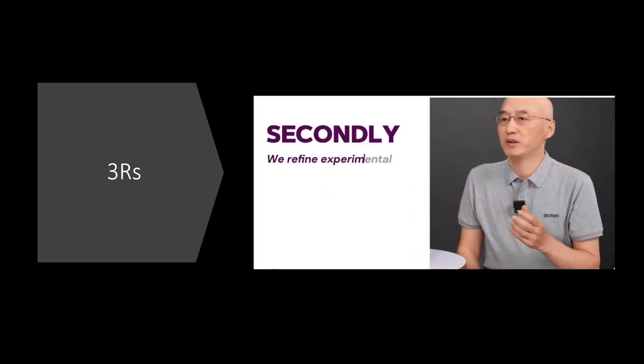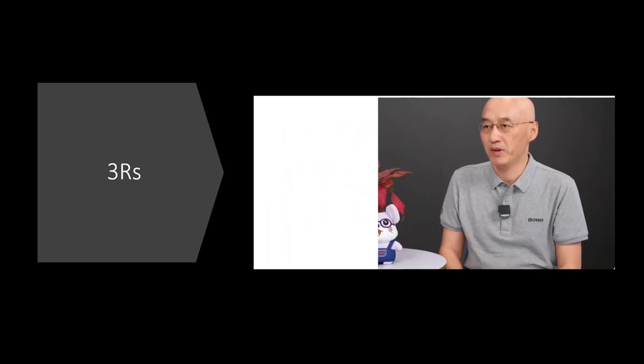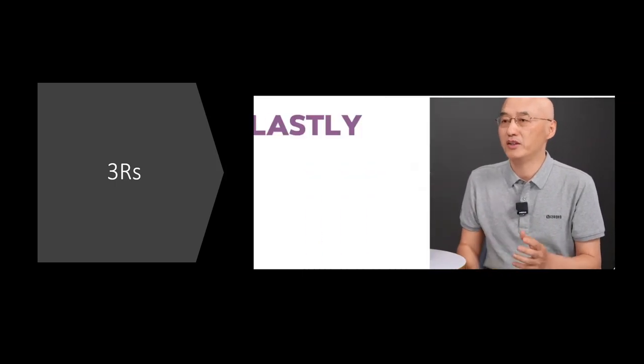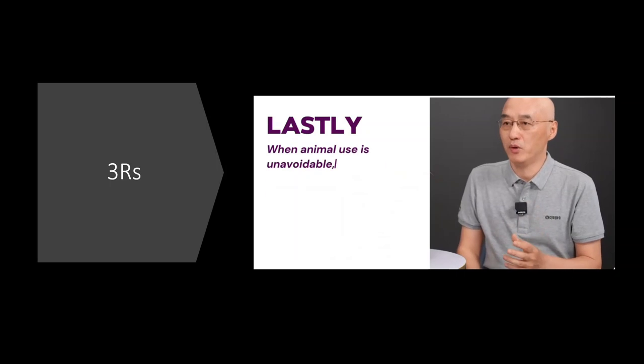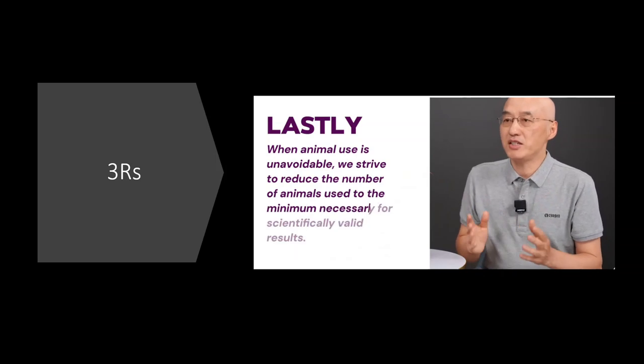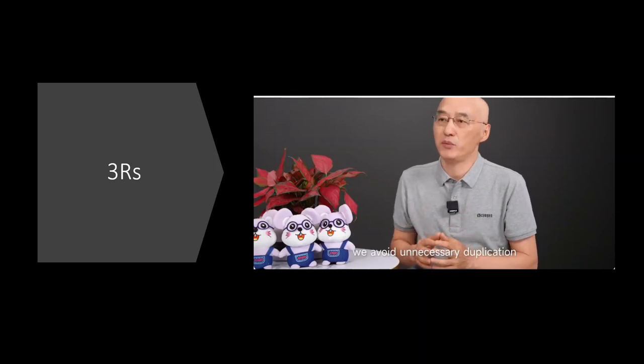Secondly, we refine experimental procedures to reduce pain and distress experienced by animals. This involves optimizing protocols, providing anesthesia and analgesia, and utilizing non-invasive techniques when feasible. Lastly, when animal use is unavoidable, we strive to reduce the number of animals used to minimize unnecessary use while obtaining scientifically valid data. By carefully planning experiments, optimizing statistical methods, and sharing data, we avoid unnecessary duplication and minimize animal suffering.